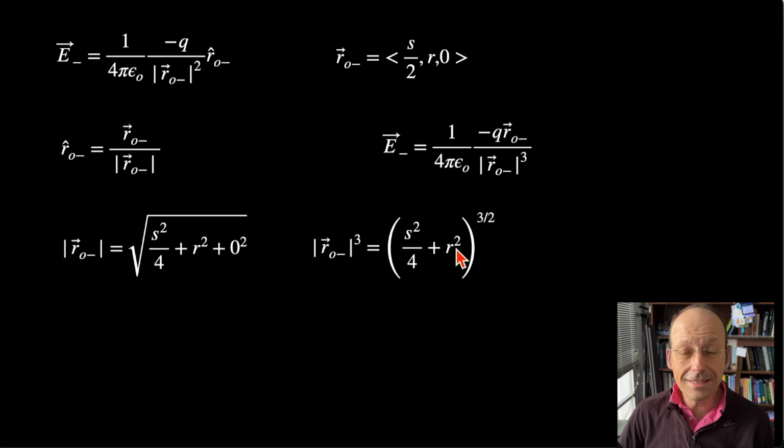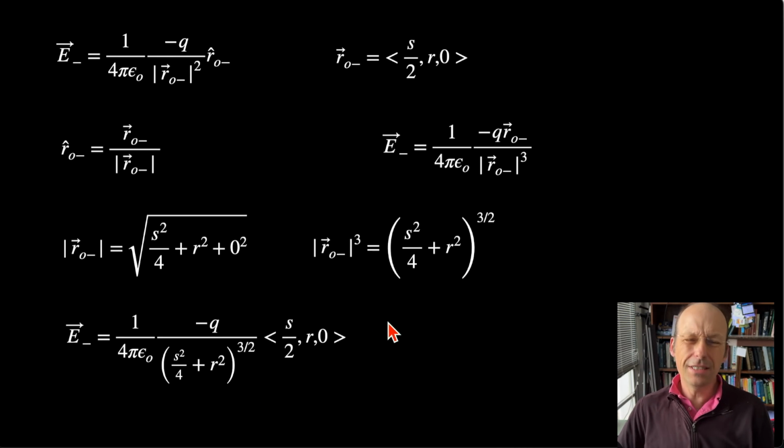Look at this. This is the same magnitude, right? For both the positive charges, they're the same distance away. So that makes things a little bit easier. And then I get this. So this is the same electric field except for one change.